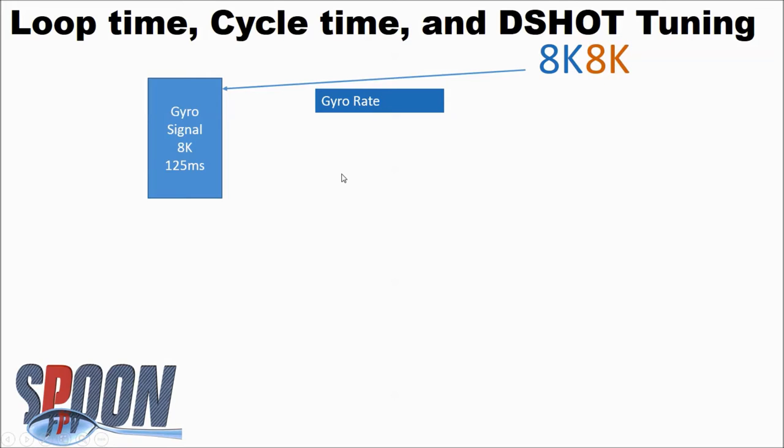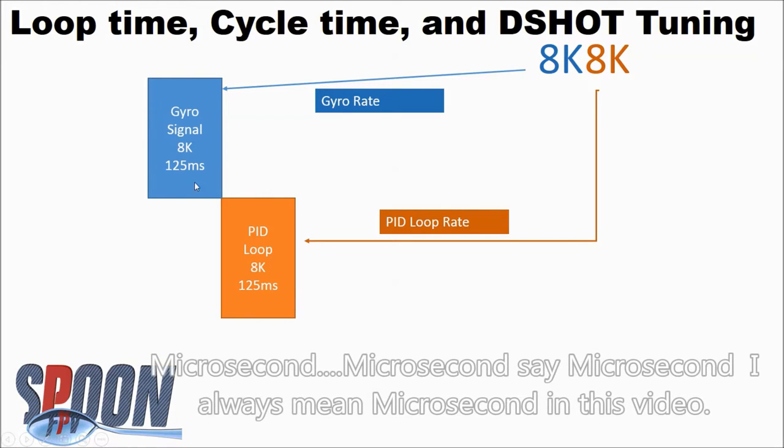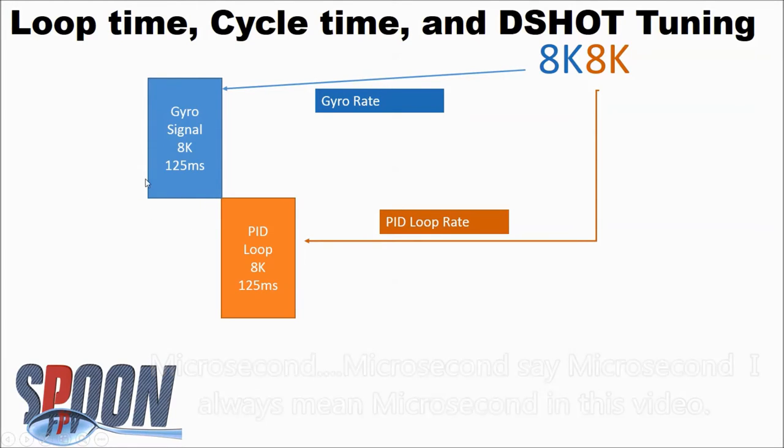The second number, in this case 8K again, is the PID loop rate. So 8,000 times a second, 125 microseconds. And the reason I'm stacking them like this is I want to show time moving from left to right. So copter moves, request gyro, 125 microseconds. Gyro data gets fed into the PID loop, 125 microseconds.